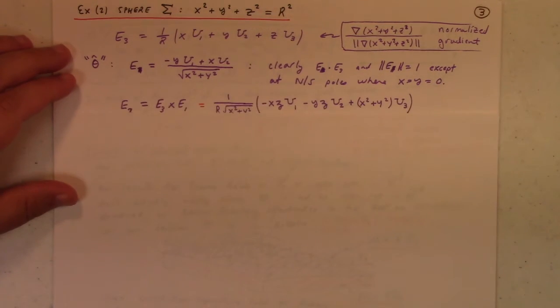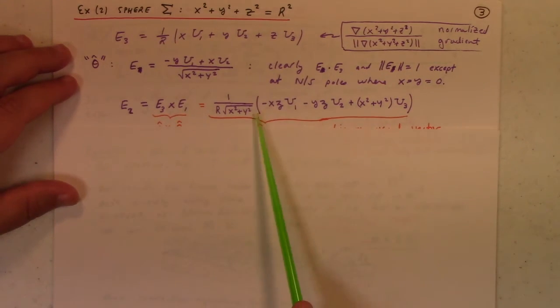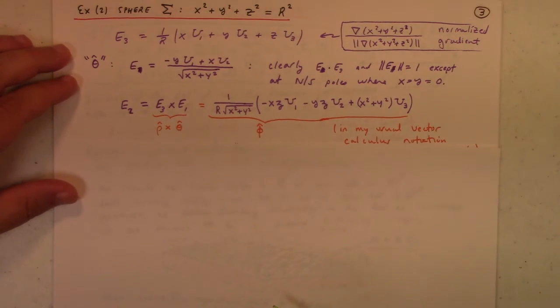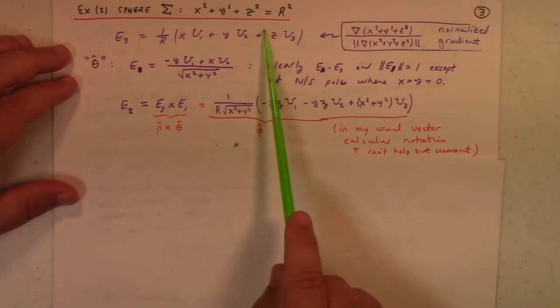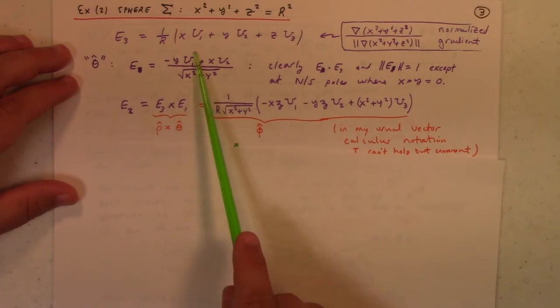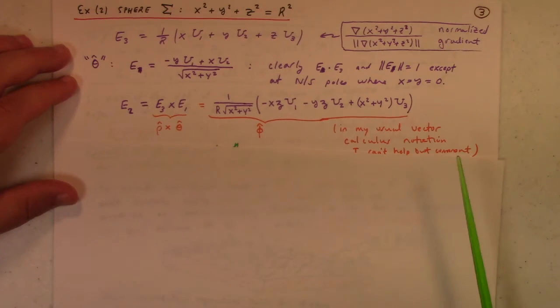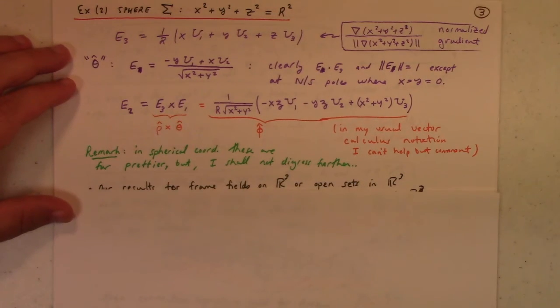All right. And then again, to get the third one, we take the cross product of E3 with E1. Out pops this monstrosity. I'll spare you the details, but that's what it works out to. And you can check that in respect to my usual Calc 3 notation, this is in fact phi hat, whereas that is rho hat, and this is what I would usually call theta hat. So phi hat cross theta hat gives you rho hat. Anyway, in spherical coordinates, these are far prettier, but I will not digress further on that at the moment.